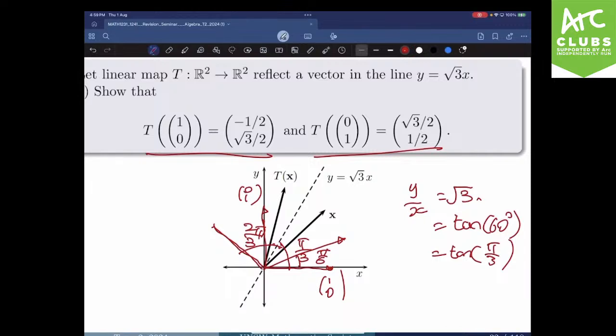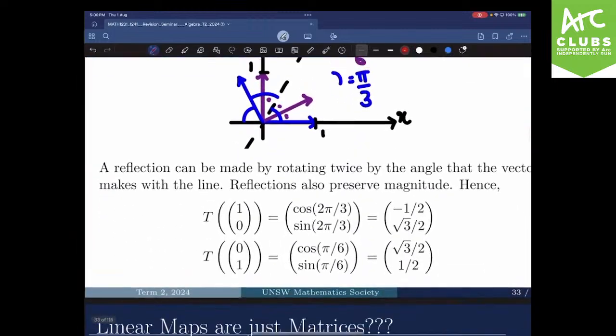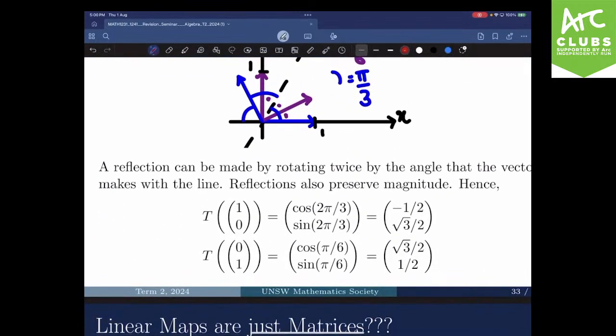So from there, this length here will just be cos 2 pi on 3, and this will be sine 2 pi on 3. And similarly, this vector will be cos pi on 6 and sine pi on 6. And if we evaluate these values, we get minus 1/2, root 3 on 2, and root 3 on 2, 1/2, like we wanted from the question. So do we understand that?